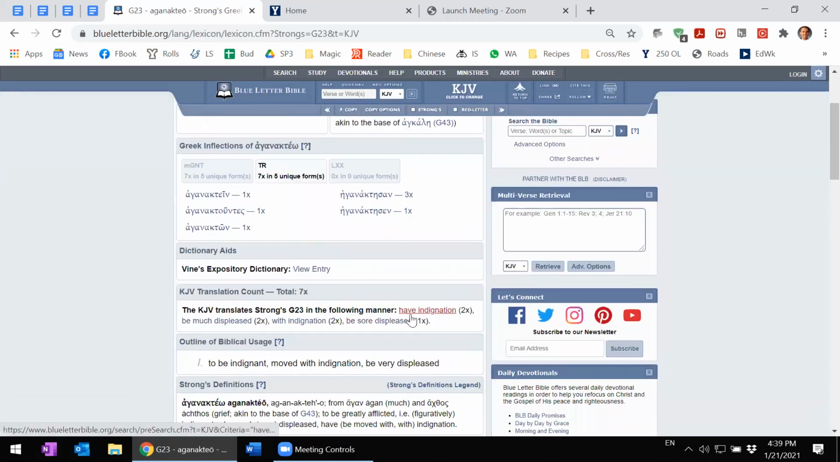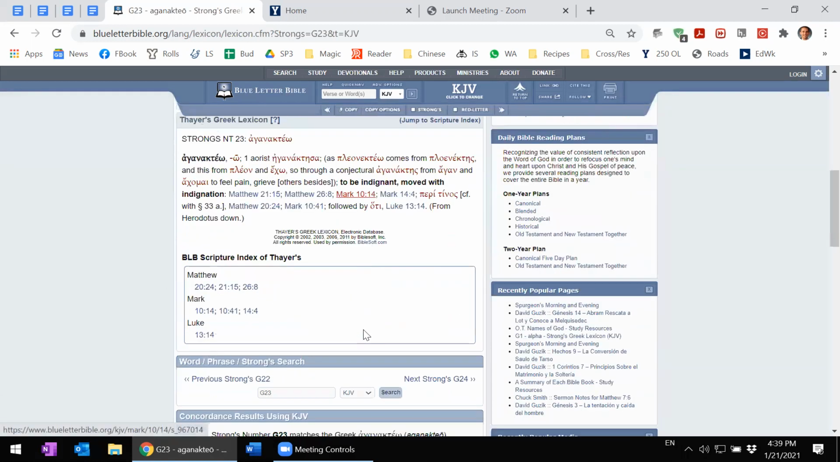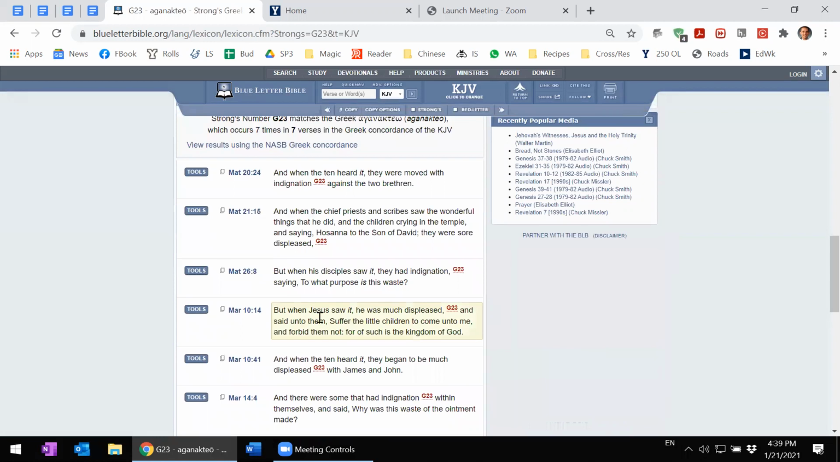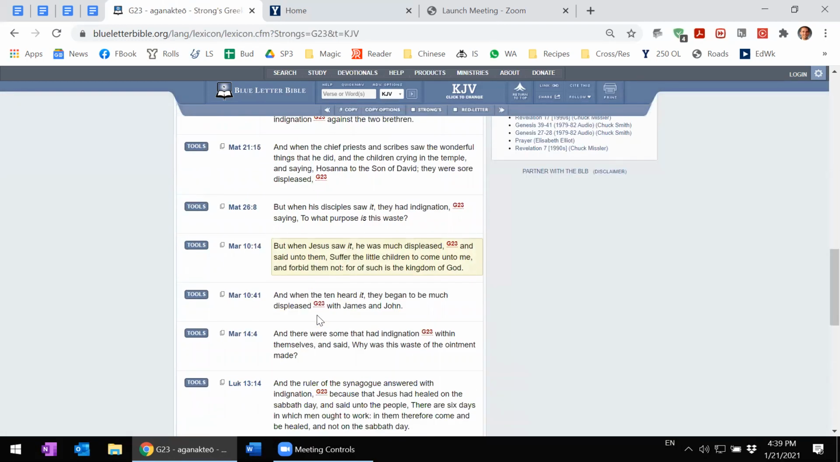So we look at this phrase here, he was much displeased, to see what that is translated in. To have indignation, with indignation, to be sore displeased. So that helps me see the intense emotion the Savior's feeling. And in fact, this is sort of interesting. If we were to skim through all of these verses, we'd find that this verse, Mark 10:14, is the only time Jesus is described as feeling this way. You can see in Matthew 26 or Mark 10, sometimes the disciples or others feel this way. But it's only when Jesus saw people preventing little children from being blessed that he was filled with this indignation, that this word is used to describe him. And that's kind of a cool insight.